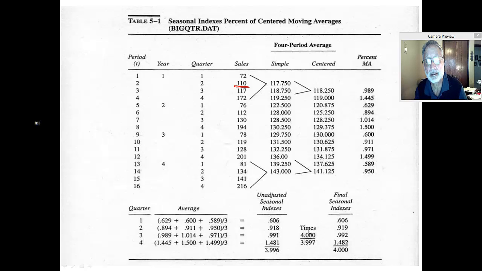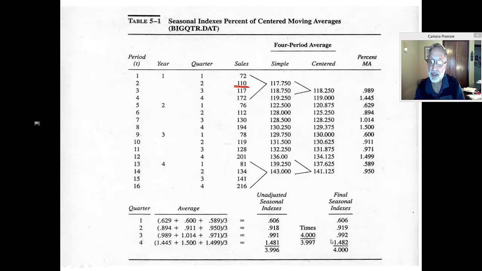That's seasonality. Now, note that in this particular case, they did not add up to 4, and they need to add up to 4 because it's quarterly and multiplicative. So this little gimmick here is a simple way of forcing it to add up to 4. We call these the unadjusted index, and we call this the final index.